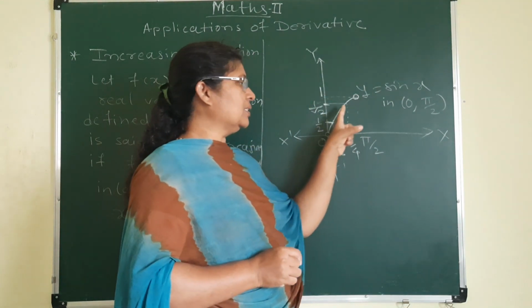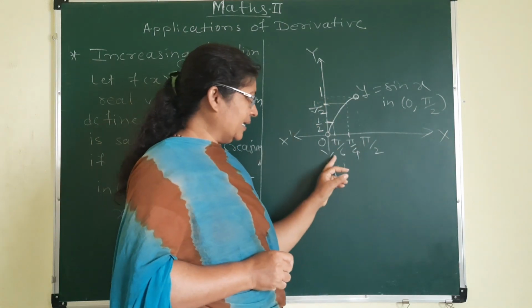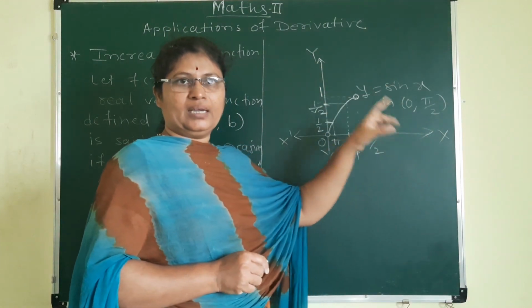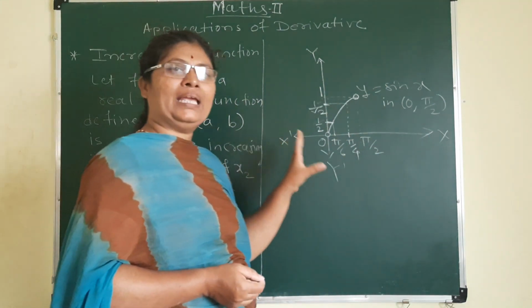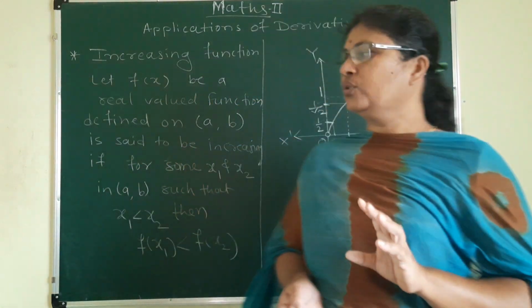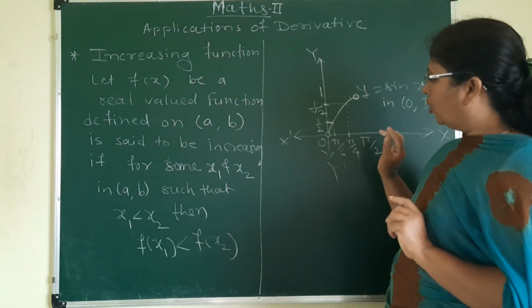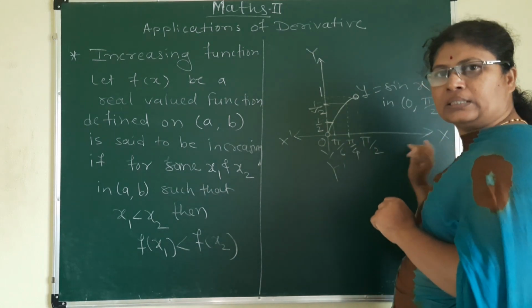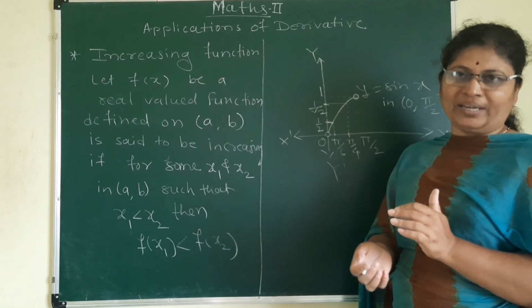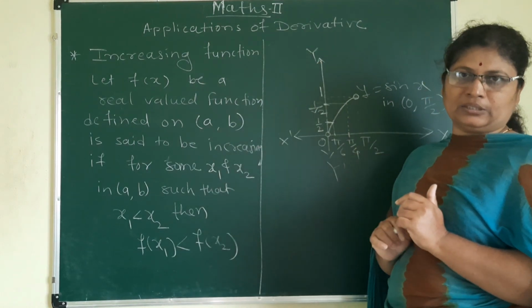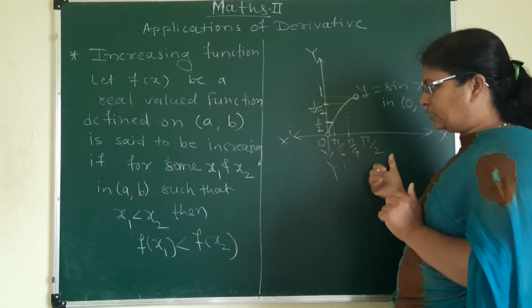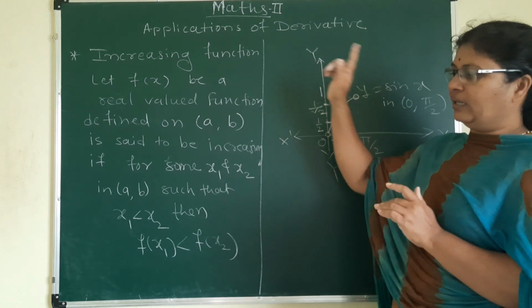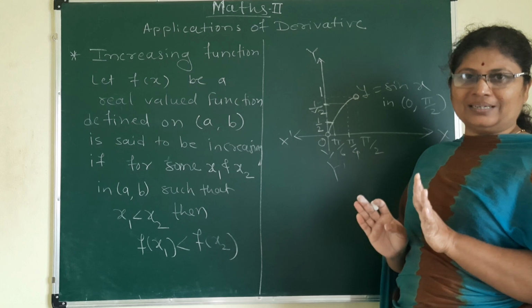So an increasing function is like this. As I increase the value of x, the value of y will also increase. Remember, while drawing any graph of a curve, always remember the values from the domain will be along the x-axis and the values of f of x will be along the y-axis. So as x increases, the value of y also increases. Such a function is called an increasing function. Is it clear now?